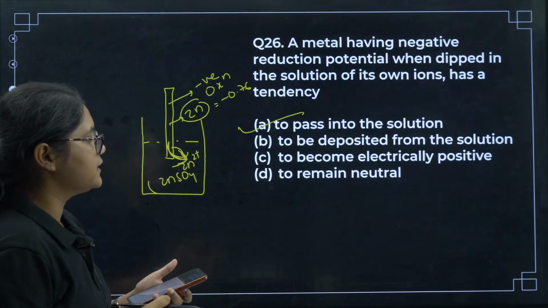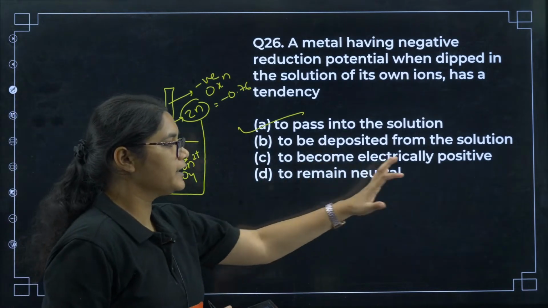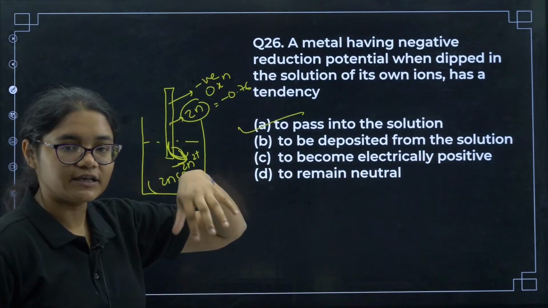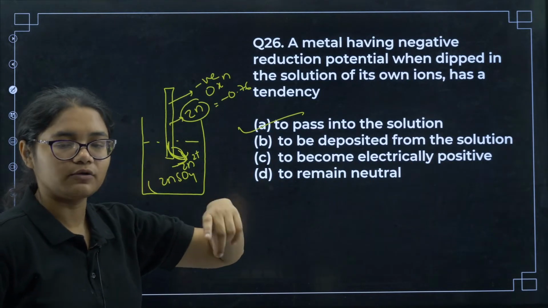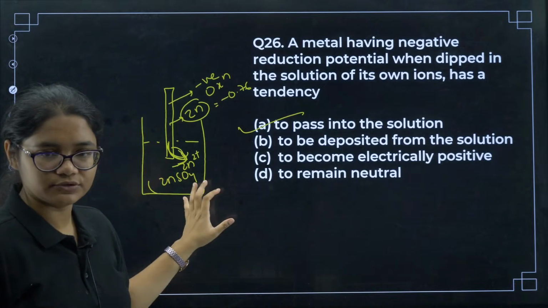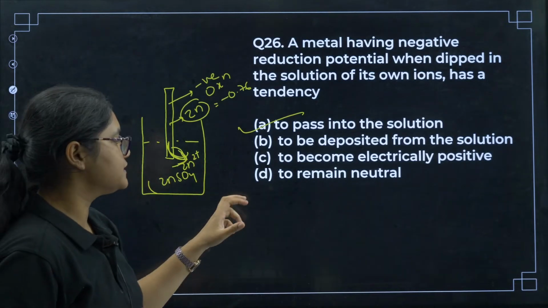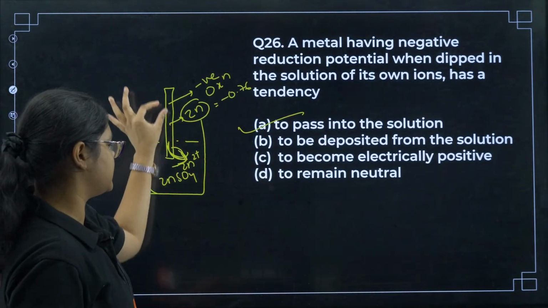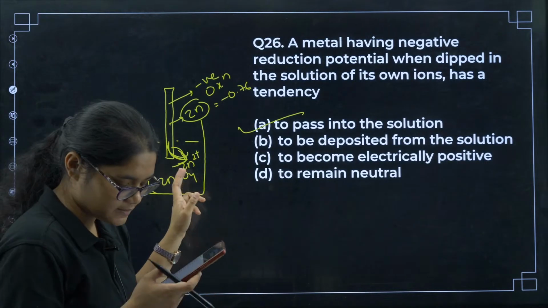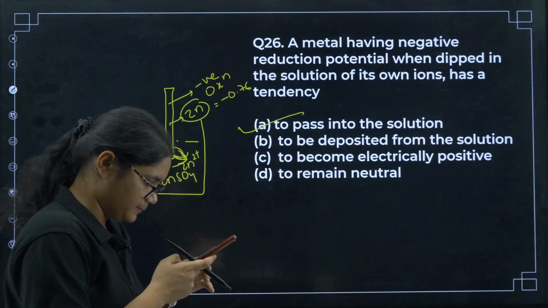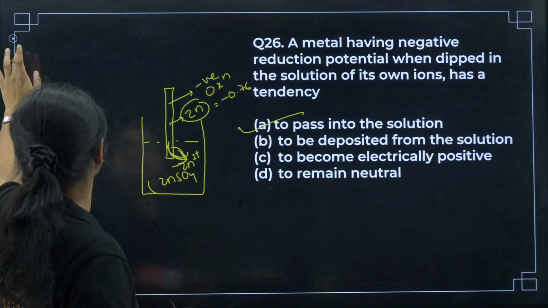26A is the correct answer. It will not get deposited. It will be dissolved, or I can say soluble in its own solution, right? So it is not deposited, but it will pass into the solution. Zinc from the rod, Zn2 plus ions will be entering the solution. Okay, 26A is the correct answer.